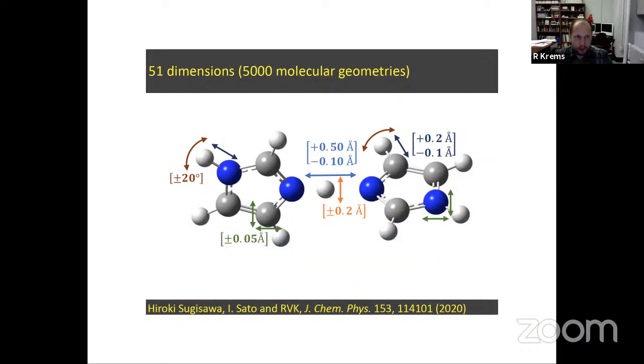So let's look at a 51-dimensional system. This is for imidazole dimer, the work of another PhD student, Hiraki Tsukizawa. So 51 dimensions, 5,000 molecular geometries. I told you yesterday that as you scale things up, as you increase the number of dimensions, you generally will need fewer training points per dimension. So we get similar accuracy for this system with 5,000 geometries.